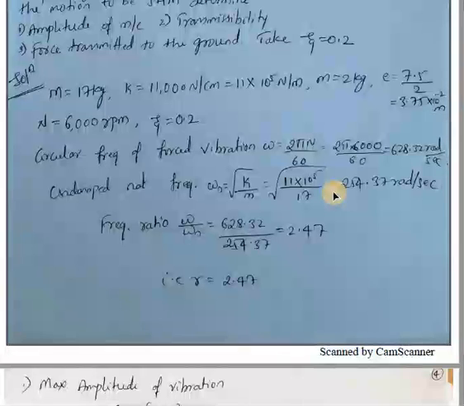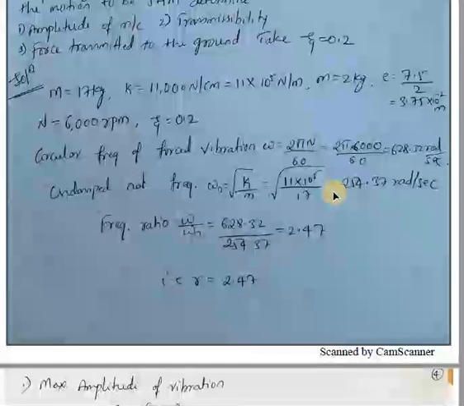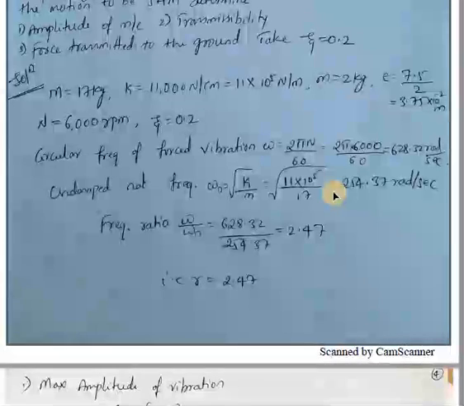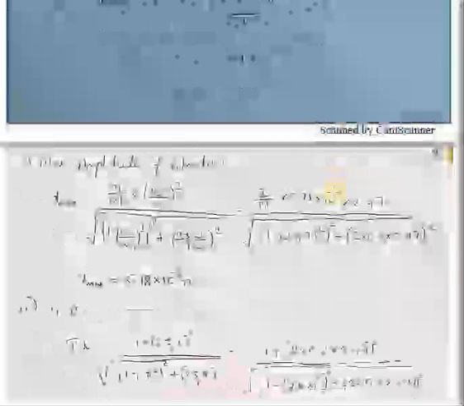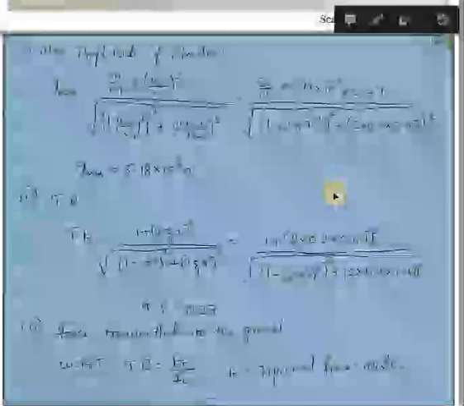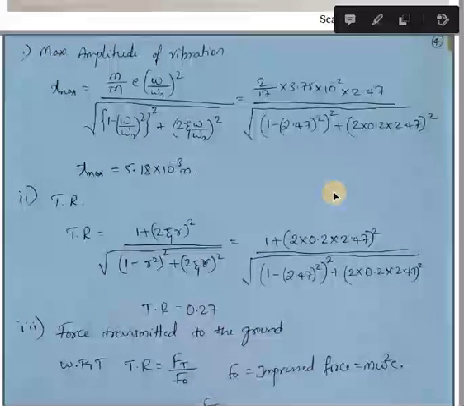Once you know the value of omega and omega n, you have to calculate the frequency ratio, that is R, which is equal to omega by omega n. By substituting those two values, you will get R as 2.47. Then you need to calculate, the first bit is maximum amplitude of vibration.